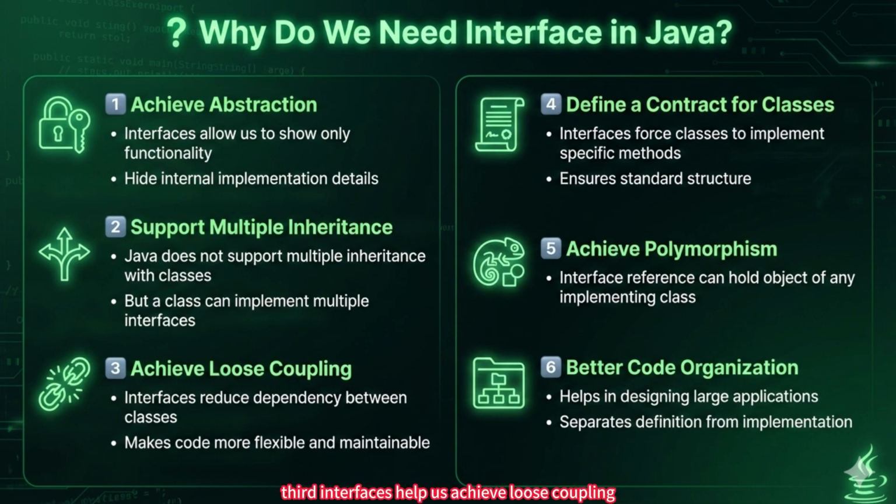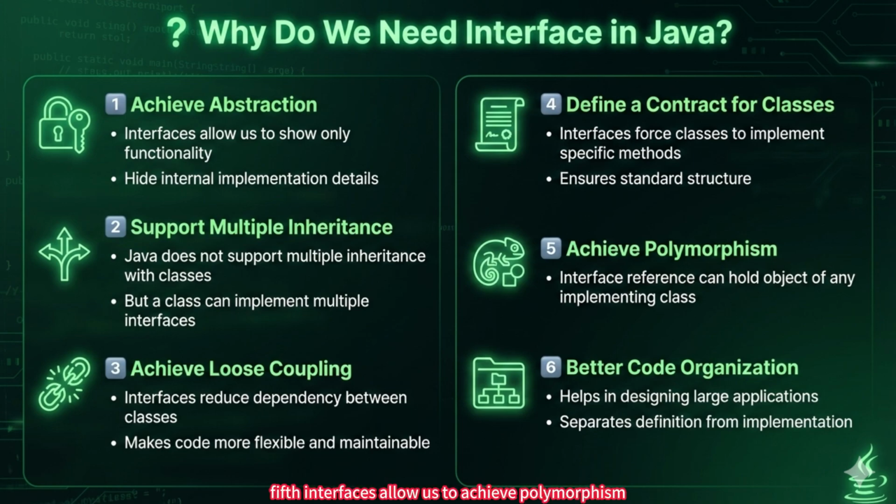Third, interfaces help us achieve loose coupling. That means classes are less dependent on each other. If we make changes in one class, it won't break other classes. This makes our code more flexible and maintainable. Fourth, interfaces define a contract for classes. Any class that implements an interface must provide implementations for its methods. This ensures a standard structure across different classes.